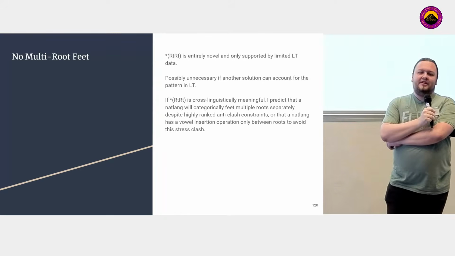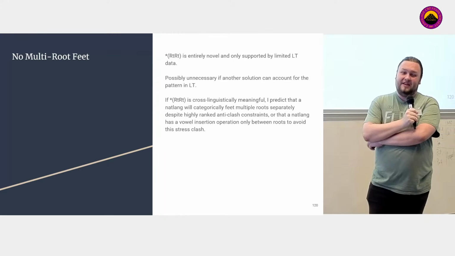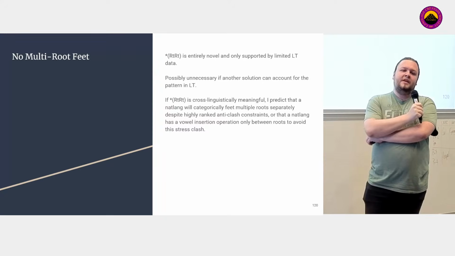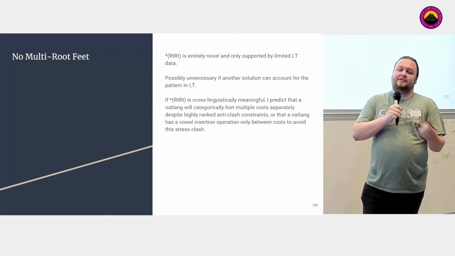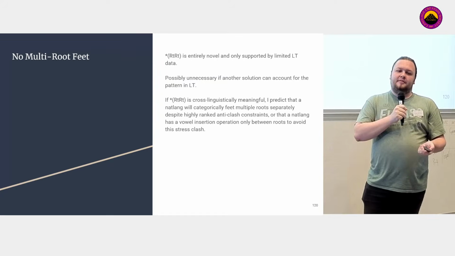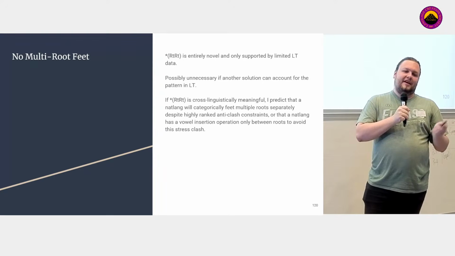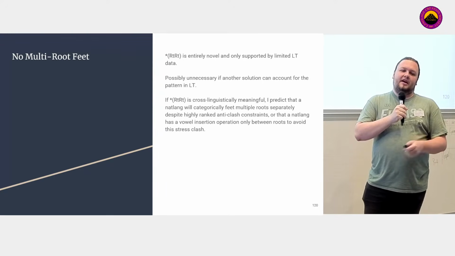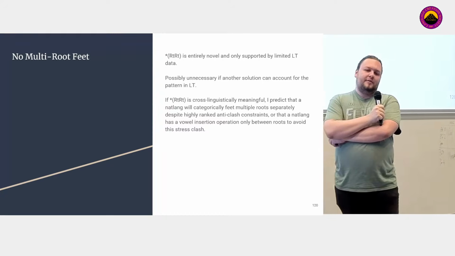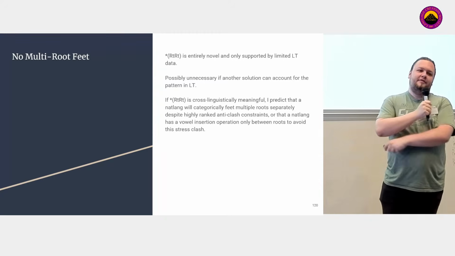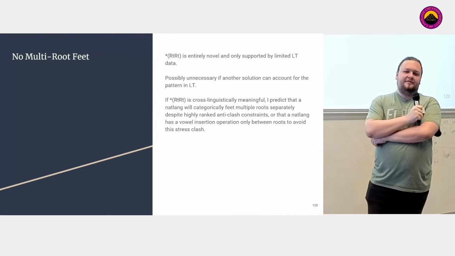Strong root is similarly novelly presented here and supported by very limited literal Tokétok data. It's possibly unnecessary because I get the sense that it's possible that there are other ways to solve the same problem with a single constraint. But if it works here, then for it to be cross-linguistically meaningful, I predict that a natural language will categorically feed multiple roots separately despite highly ranked anti-clash constraints, or that a NatLang has a vowel insertion operation only between roots and not other elements to avoid the stress clash of trying to keep feet from being footed together.